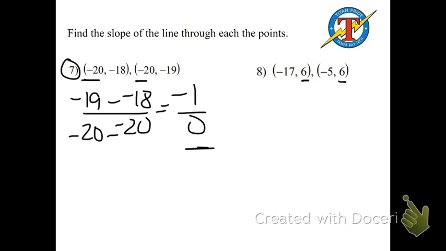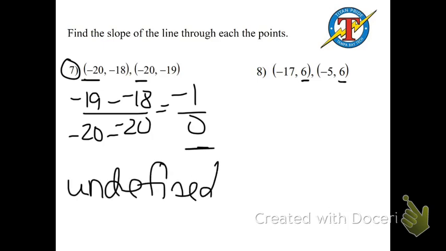On the bottom, -20 minus another -20 is going to be 0. 0 underneath is undefined or no slope, but do not say that the answer is 0. If you had graphed those points, you would see that this is a vertical line. -20 down 18 and then -20 down 19 would be a vertical line. Okay, next, number 8.